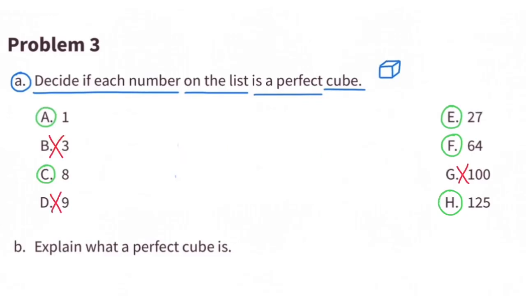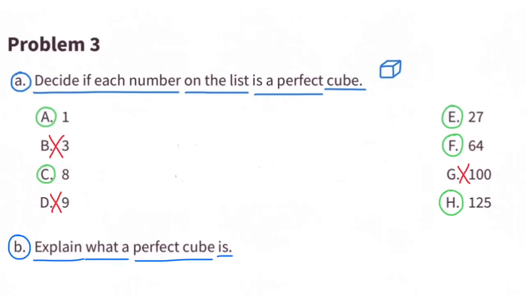3, 9, and 100 are not perfect cubes because there's no whole number that can be multiplied by itself three times that would have the result of either 3, 9, or 100. B. Explain what a perfect cube is.